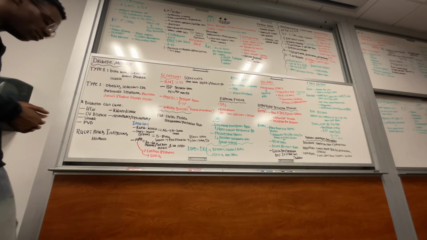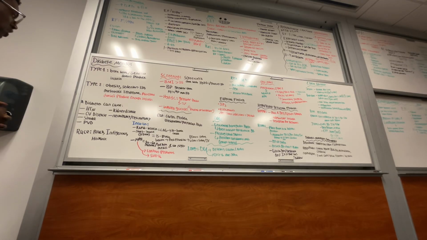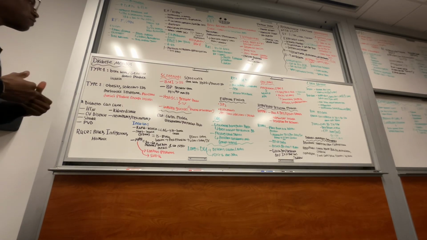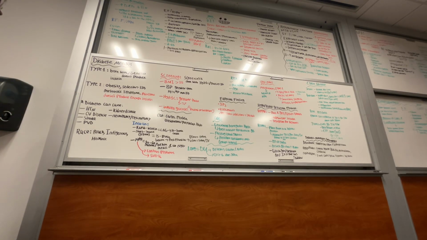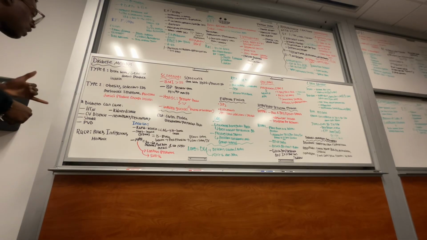All right, and then diabetes can cause hypertension, cardiovascular disease, strokes, PVD, kidney disease, neuropathy, and retinopathy. And this is most common in Black people, Indigenous people, and Hispanic people.